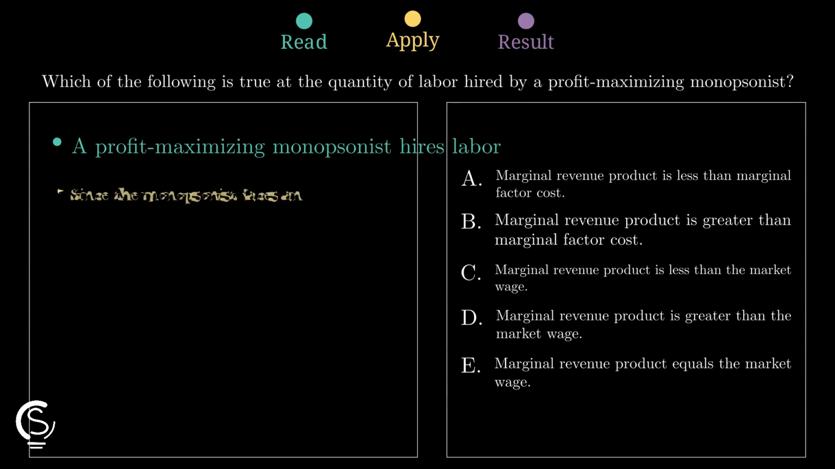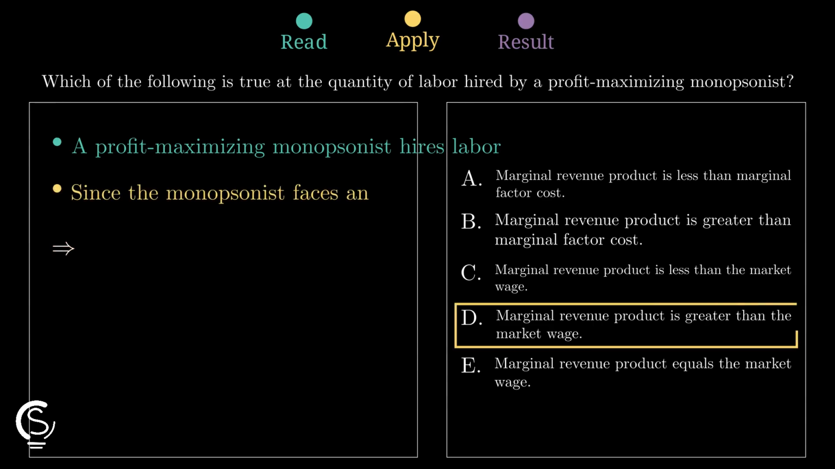Therefore, at the equilibrium quantity, the marginal revenue product must be greater than the market wage. That makes option D our final winner.